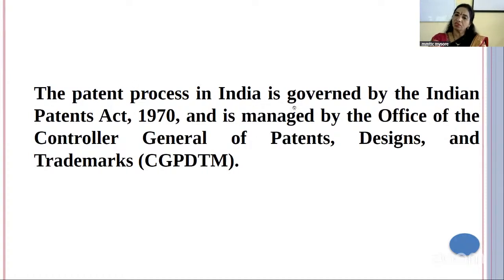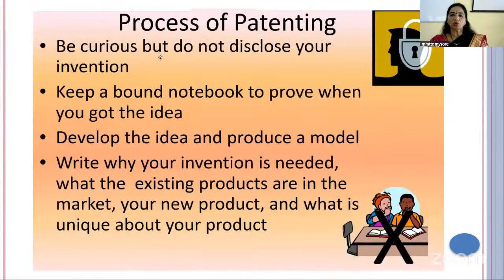So the patent process in India is governed by the Indian Patent Act 1970 and is managed by the Office of the Controller General of Patents, Designs and Trademarks, that is in New Delhi. Okay, so if you are coming out with a patentable process, now let me tell you what is the process of patenting. First of all, you should be curious, but do not disclose your invention. Okay, if you are disclosing your invention, it means everything is published. Keep a bound notebook to prove when you got the idea. Develop the idea and produce a model.